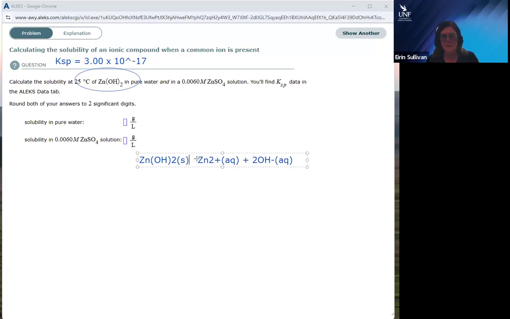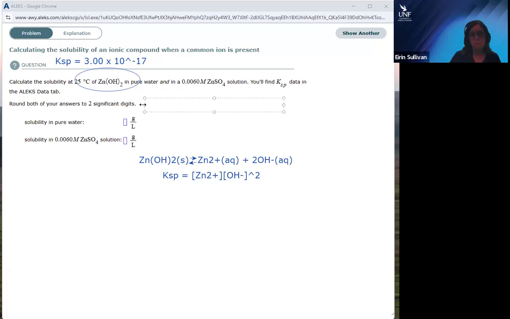Okay, so now we can write a KSP expression. KSP is going to be the concentration of zinc 2 plus times the concentration of hydroxide, and that will be squared. So for pure water, first of all, that is relatively straightforward. We've been asked for solubility in grams per liter, so we're going to have to convert solubility from moles per liter, molar solubility, into solubility in grams per liter.